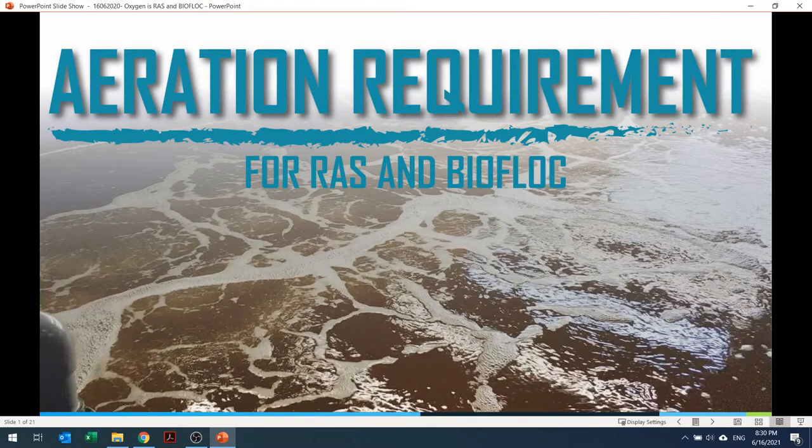So the aeration requirement that we will be talking about covers some of the key aspects and some of the theoretical framework that you probably would need.